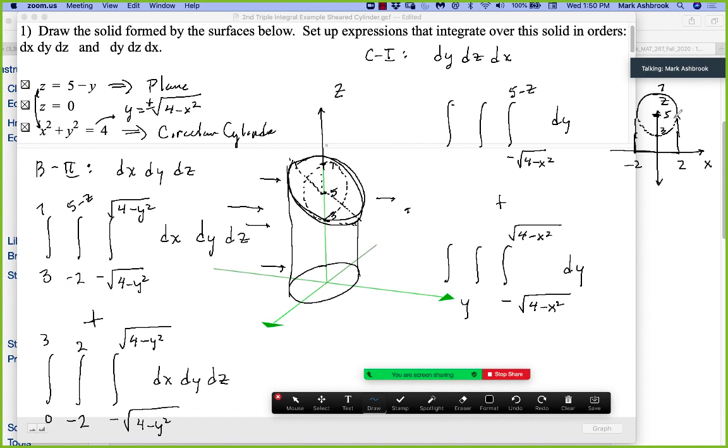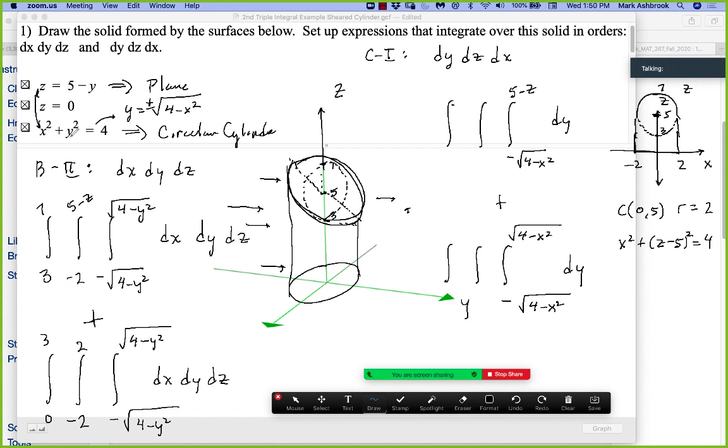What's the equation of that circle? Center is at 0, 5. Radius is 2. Just remember it's x and z, not x and y. So it's going to be x squared plus z minus 5 squared is equal to 4. That's it. Center 0, 5, radius 2, but remember this is the xz plane, not the xy plane. And this is the equation you will get if you combine these two equations.